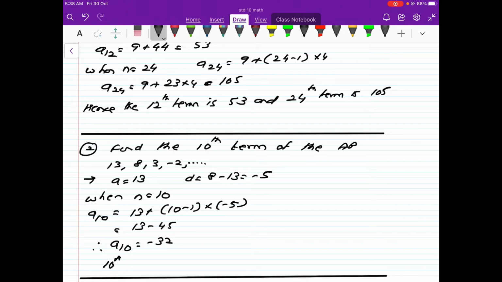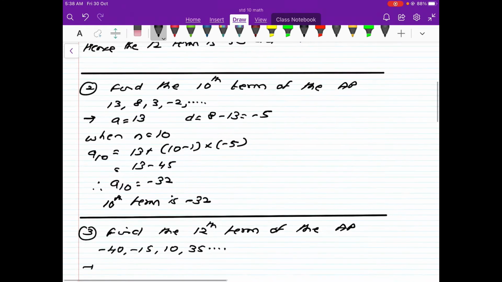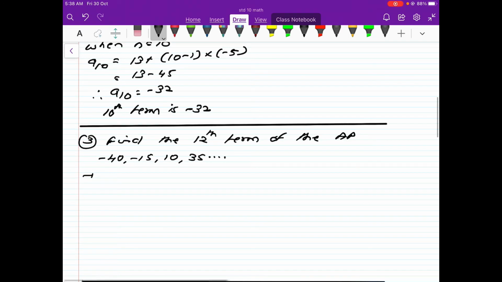So the 10th term is −32. Moving on to the next sum: find the 12th term of the AP −40, −15, 10, 35 and so on. Again the same thing. First, a = −40, and d will be −15 minus (−40). We have to be careful here because they are negatives. So this becomes −15 + 40, which means d is 25.